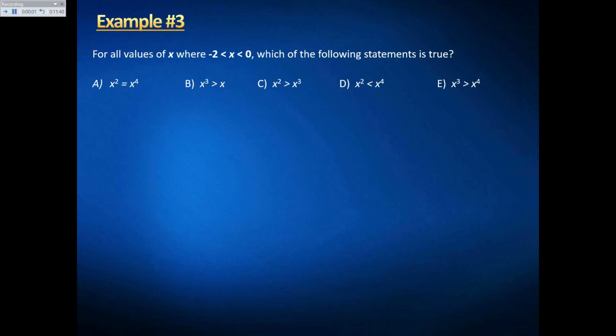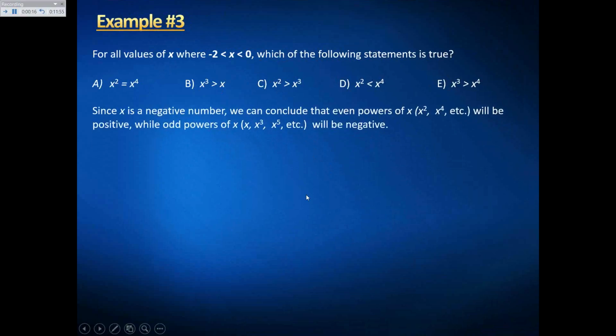And then we have example number 3. For all values of x where -2 is less than x, which is less than 0, which of the following statements is true? Alright, so let's just look at this one by one. We already know that x has to be a negative number because they said that x was less than 0.